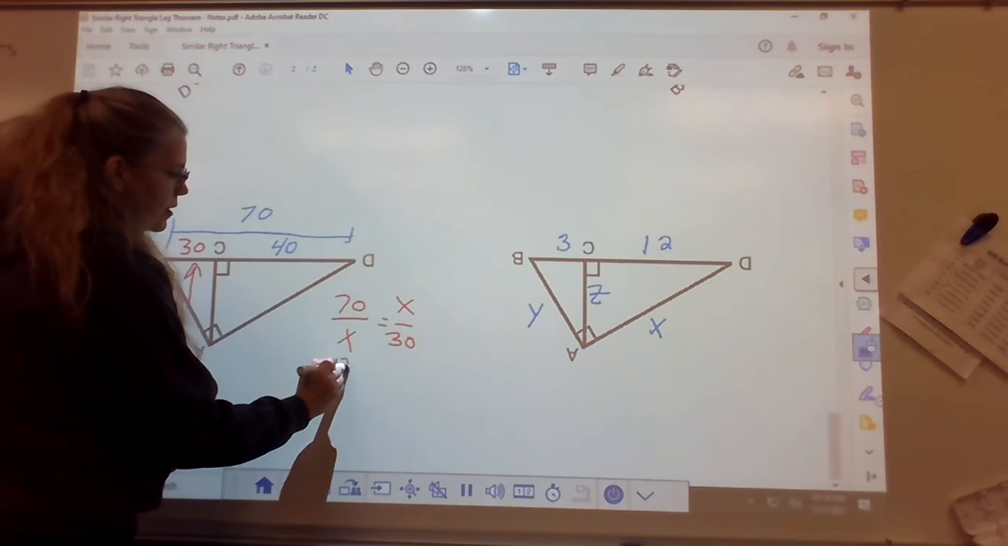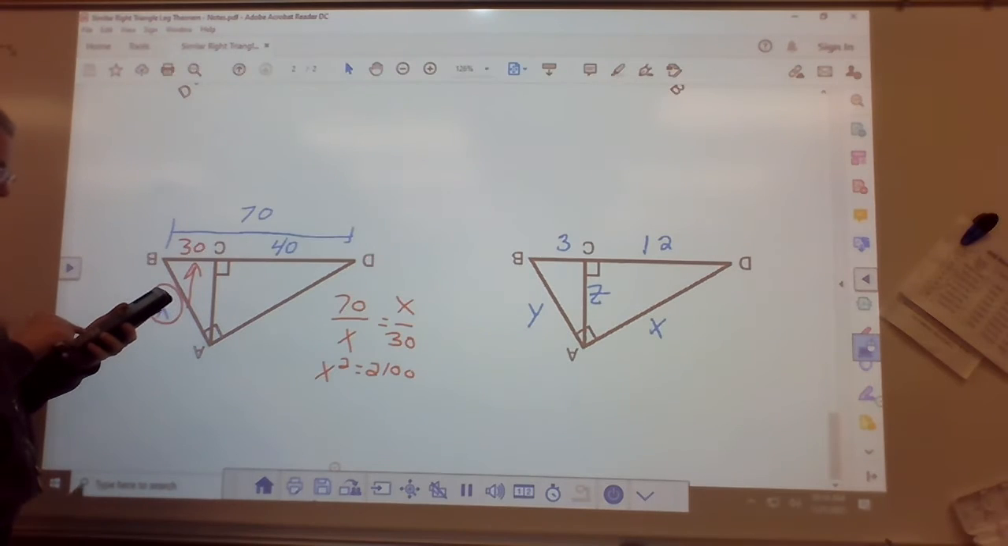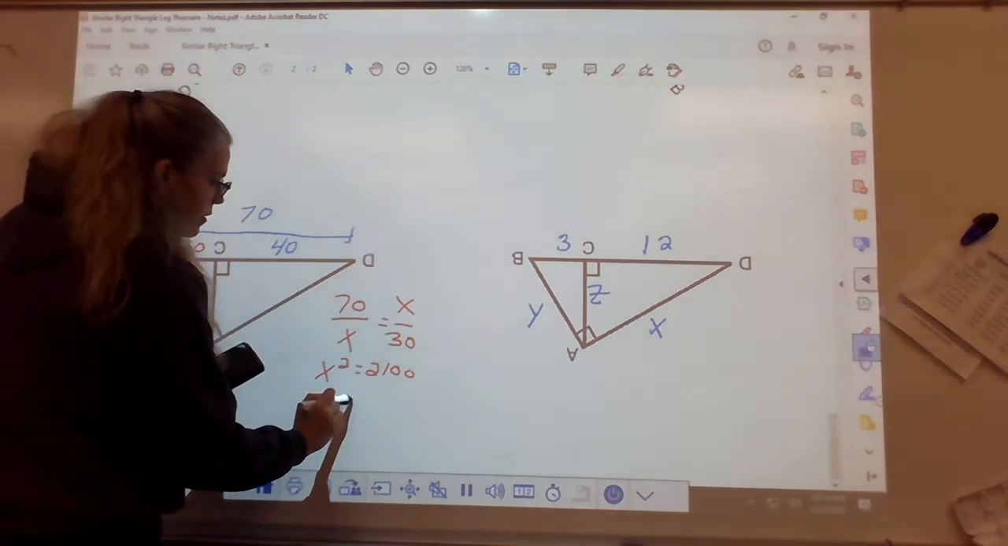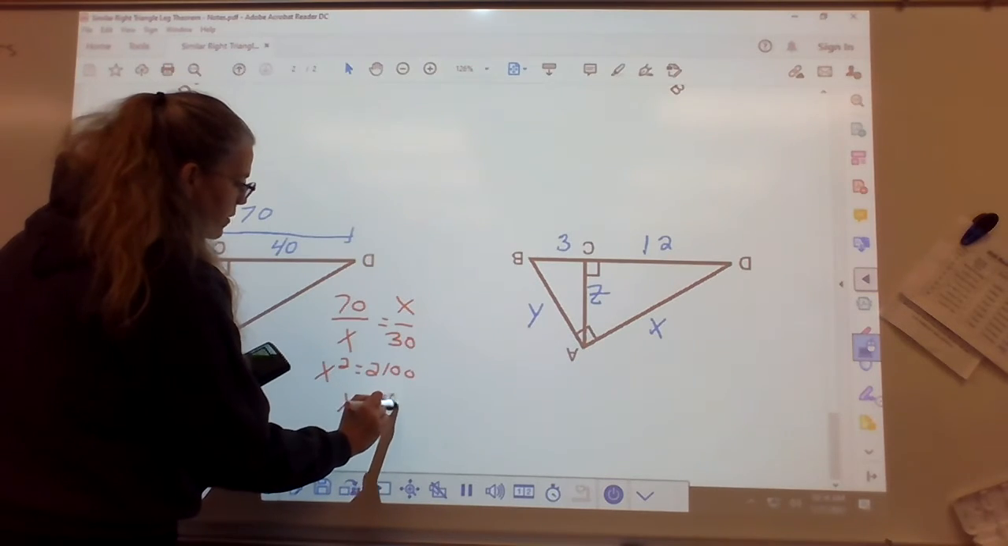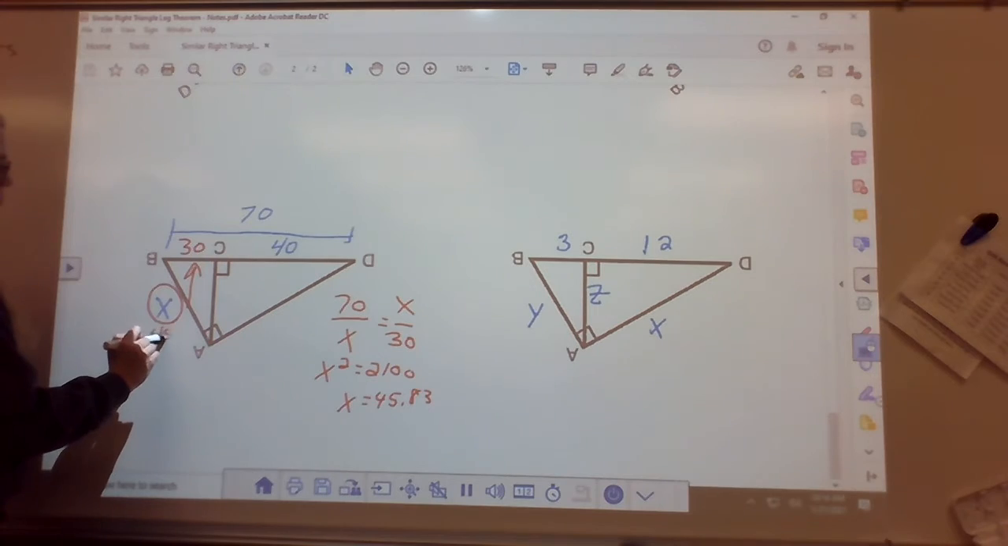X squared equals 2100. Take the square root of 2100. I get 45.83. So x equals 45.83. So that's this guy here, 45.83.